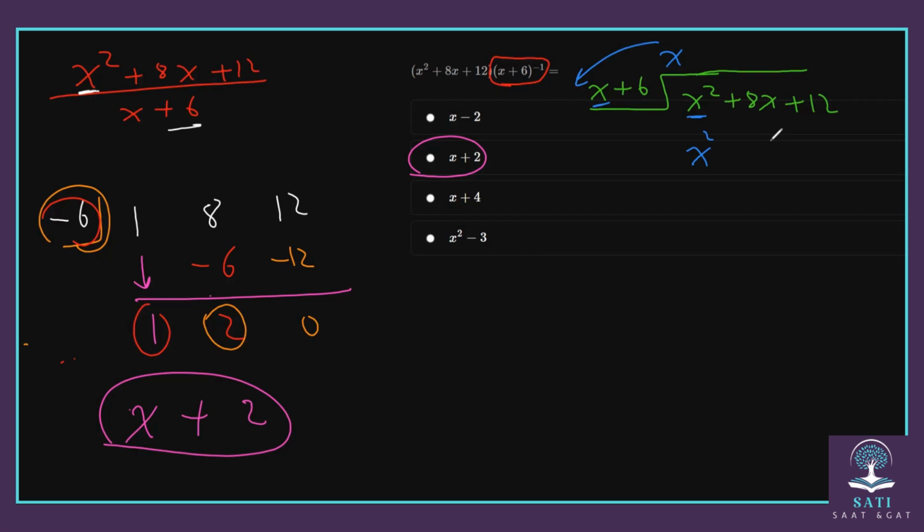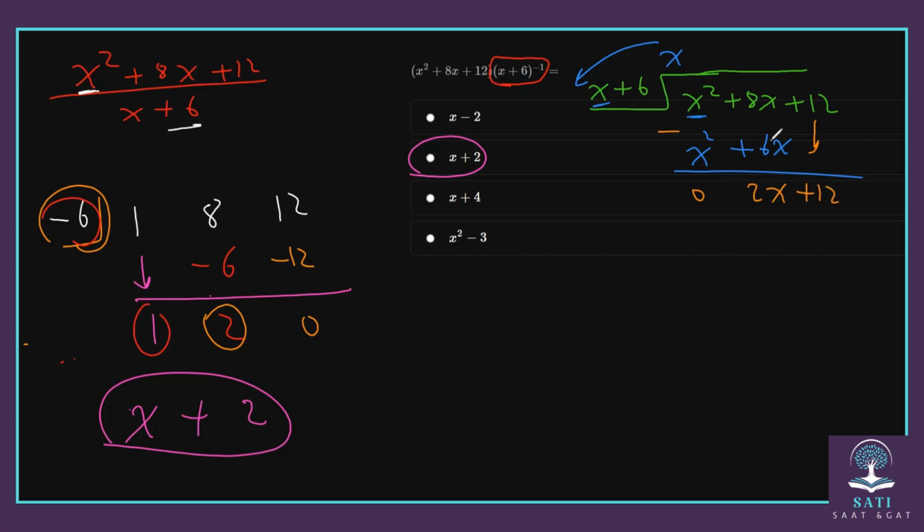When you divide, I divide only one way when you go up, but when you go down, I multiply. So x times 6 is going to be 6x. Now we subtract. x squared minus x squared is 0. Then 8x minus 6x is 2x. Good. 12 is still there, I take it down as positive 12.